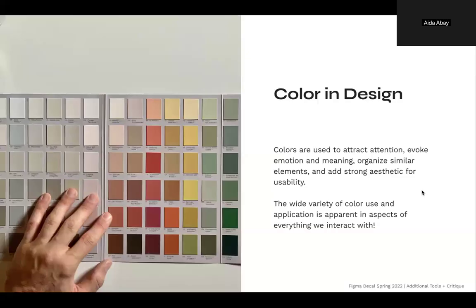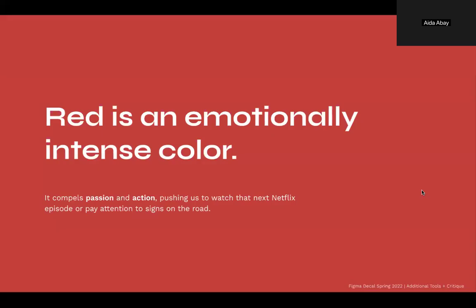Color. So color in design. Colors are used to attract attention, evoke emotion and meaning, organize similar elements, and add a strong aesthetic for usability. A wide variety of color use and application is apparent in everything we interact with. For example, red is an emotionally intense color. It compels passion and action. It pushes us to watch that next Netflix episode or pay attention to signs on the road.